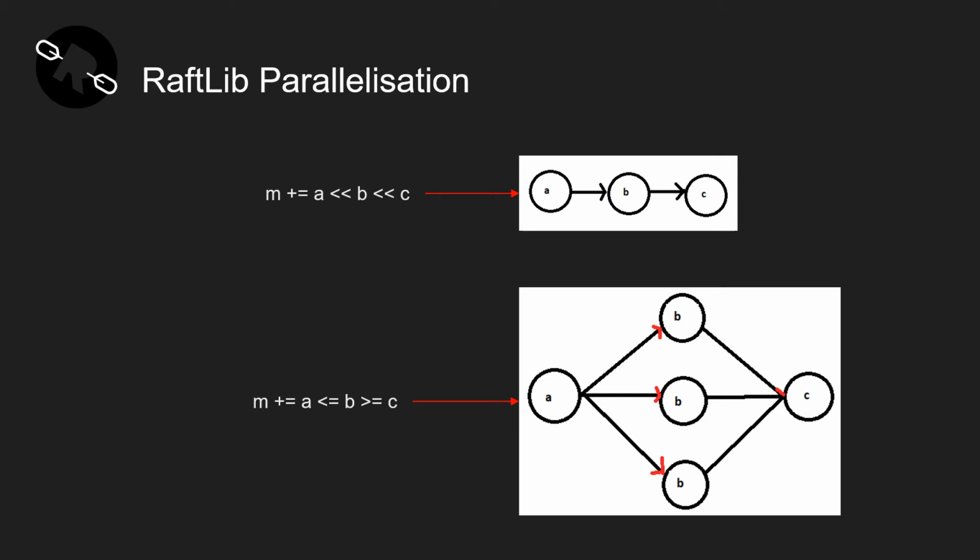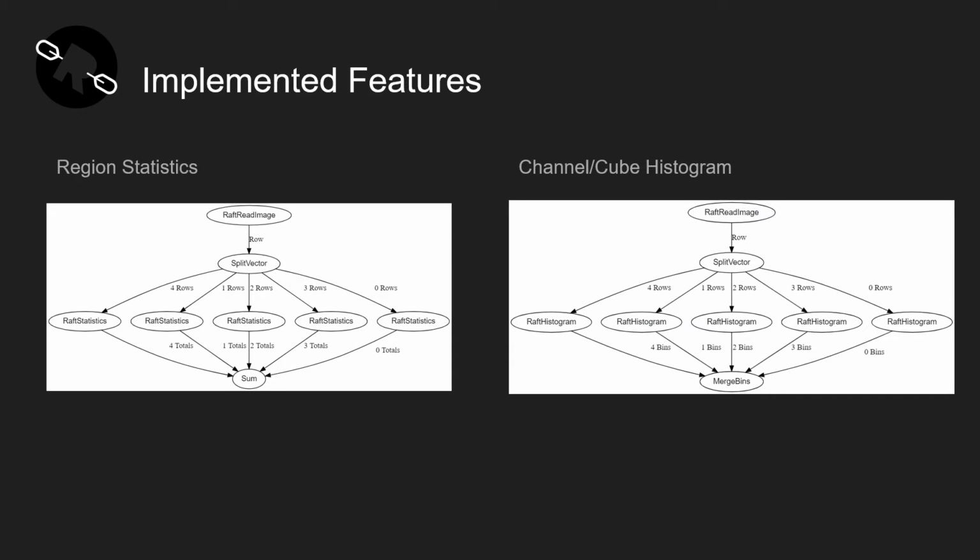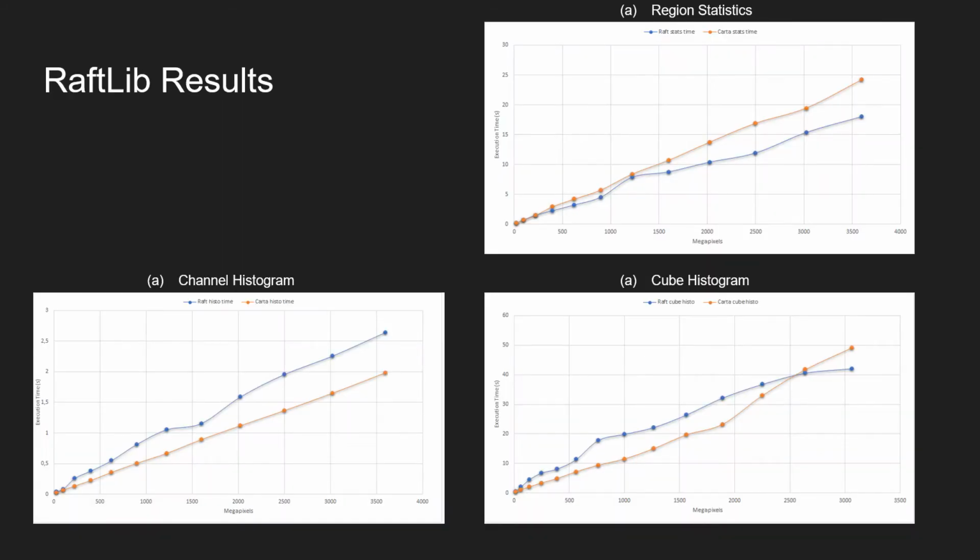All this is possible because we have added a Raftlib clone macro to kernel B as well as a copy constructor. A programmer is able to specify what each duplicate kernel requires through its copy constructors. Given the above, these are the features that were implemented using Raftlib: region statistics, channel histogram, and cube histogram. The directed acyclic graphs shown here were generated by the implemented program, which is also useful when it comes to debugging your execution. We tested the region statistics, channel, and cube histogram by comparing the time of execution against CARTA.